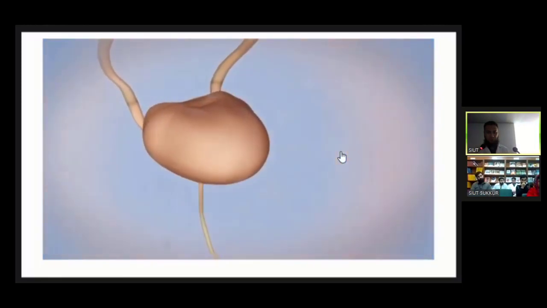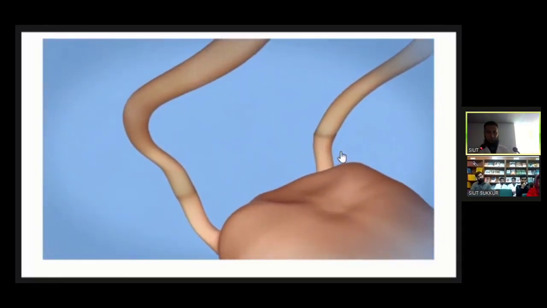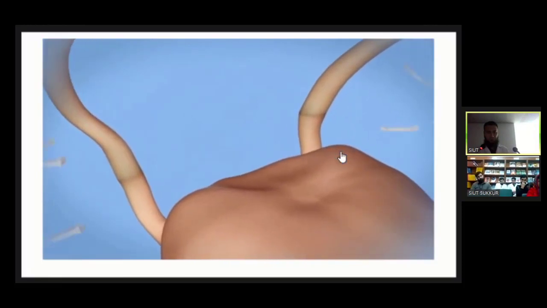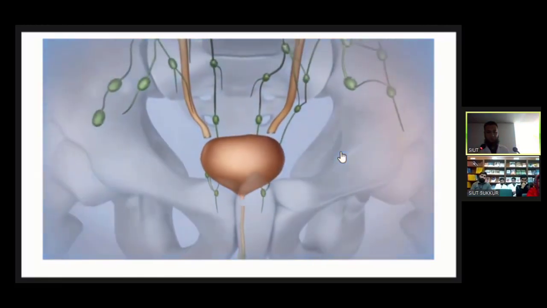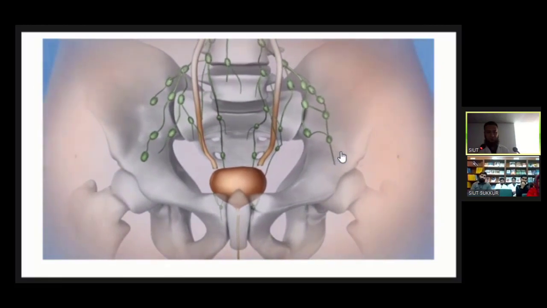To remove the bladder, the surgeon must separate both ureters from the bladder, the tubes that carry urine from the kidneys to the bladder. The surgeon will also separate the urethra from the bladder. The urethra carries urine from the bladder out of the body. During the procedure, the lymph nodes may be removed as well.